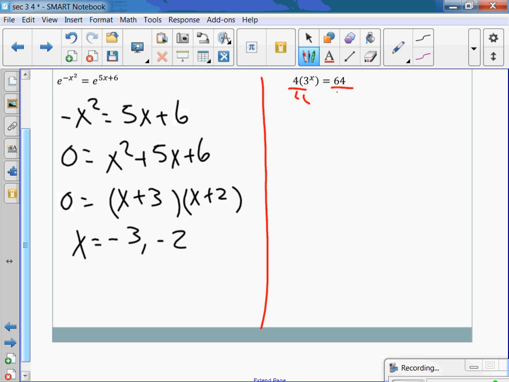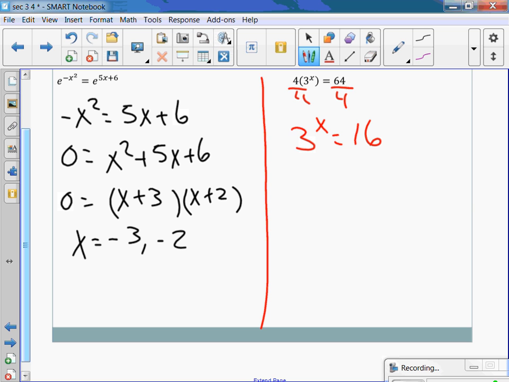So now I have 3 to the x equals 16. All right. Now what? Well, you put it in log form. So, 2 different ways. Again, first way, if we wanted to use the inverse property and take the log of both sides, what base would I use? Base 3, right? Because I want the 3's to cancel so that the x appears.